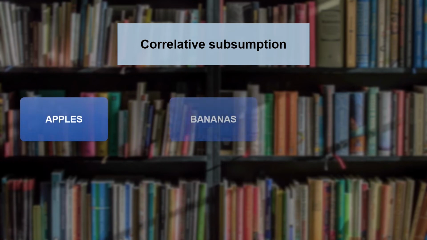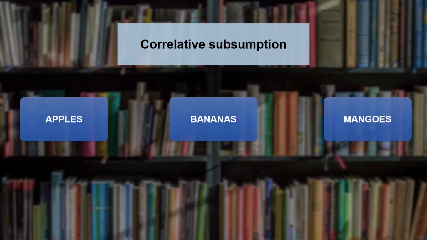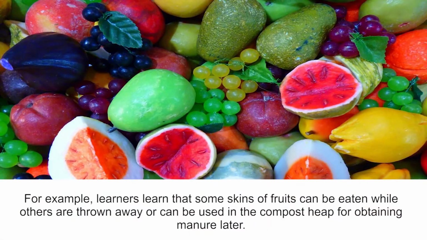Now we come over to the correlative subsumption. Here the concepts are extended. For example, learners learn about apples, bananas, mangoes. In each case, comparisons are made and concepts extended. For example, learners learn that some skins of fruits can be eaten while others have to be thrown away, and some can be used in a compost heap for obtaining manure later.